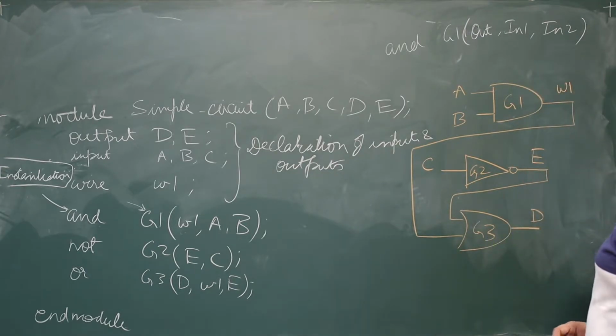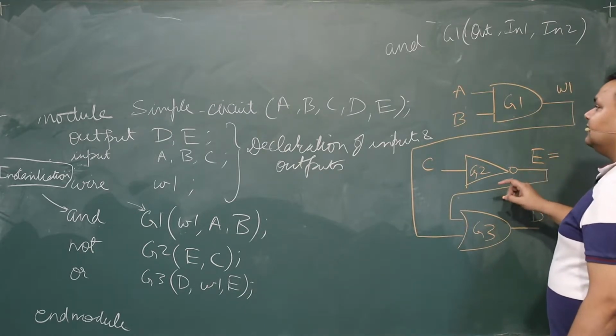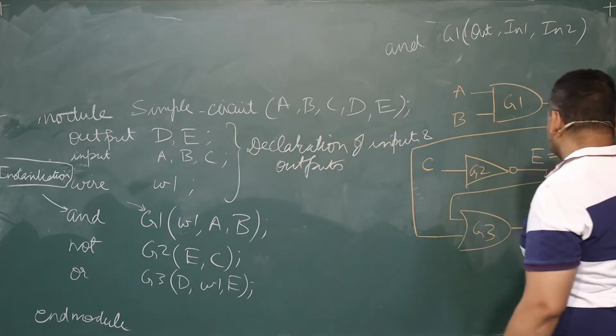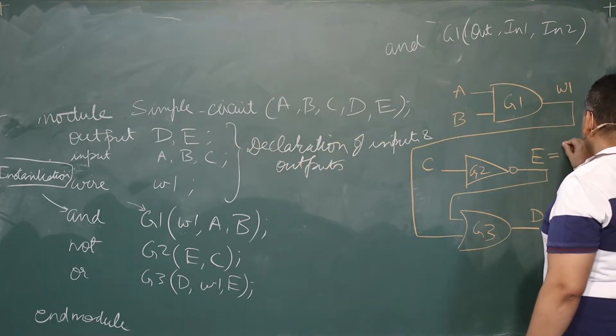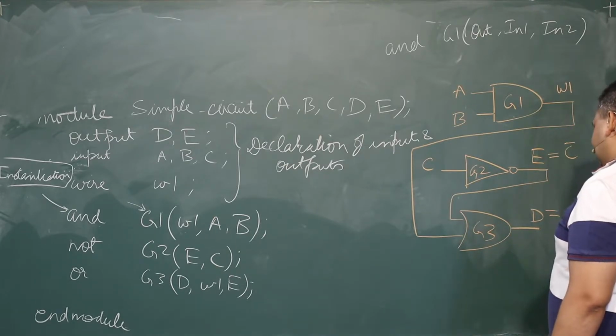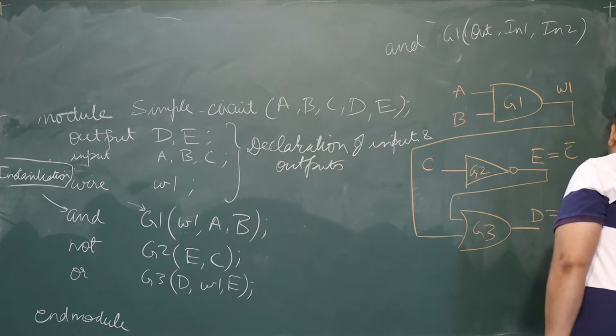E and D, what function did we get? So E is AB plus C dash, so D and E are your outputs. One of your outputs is going to be E, which is C prime. And what is D? AB plus C dash, AB plus C bar.